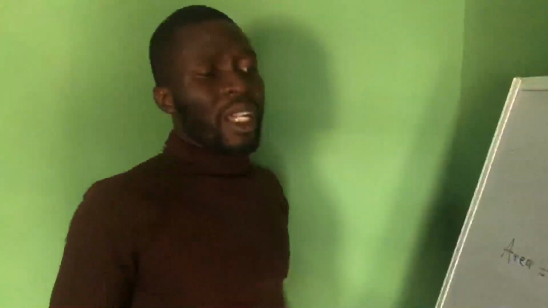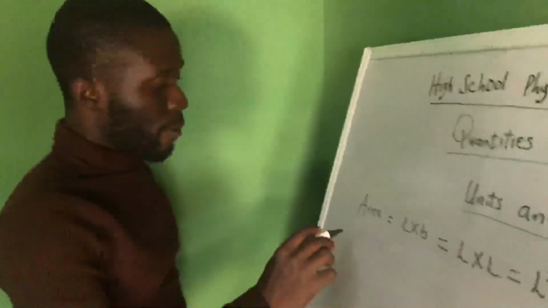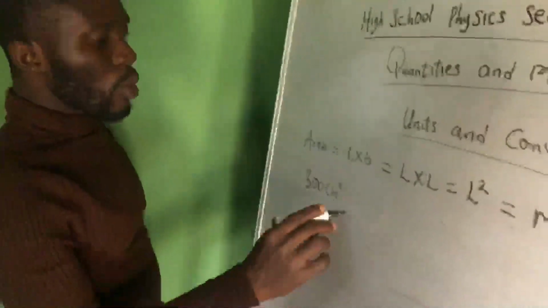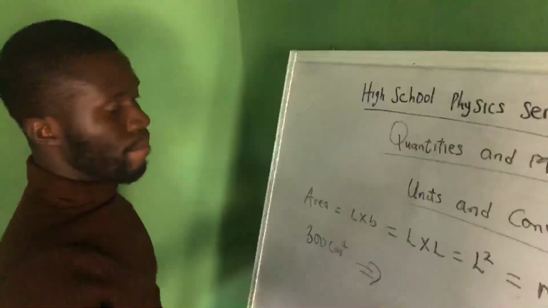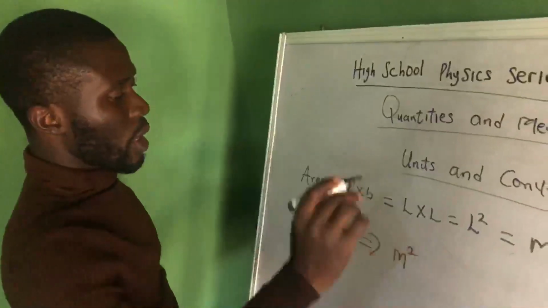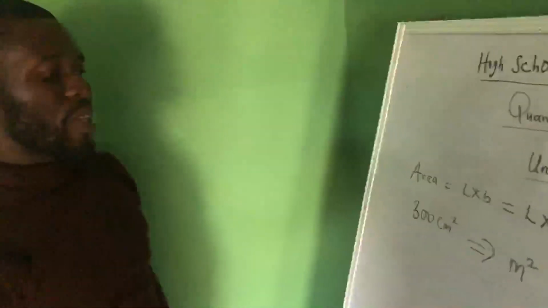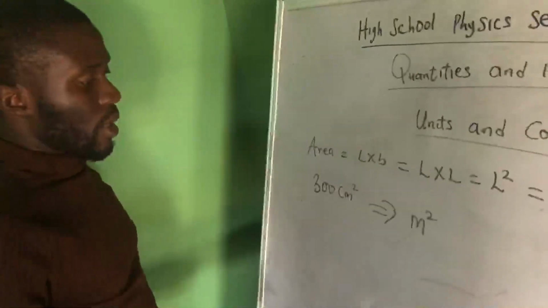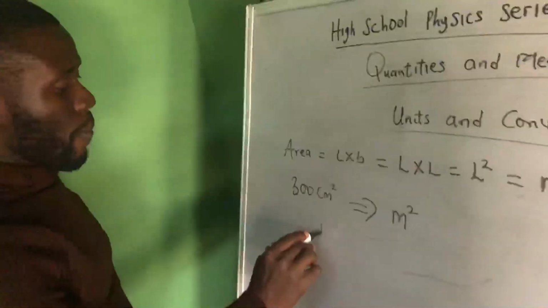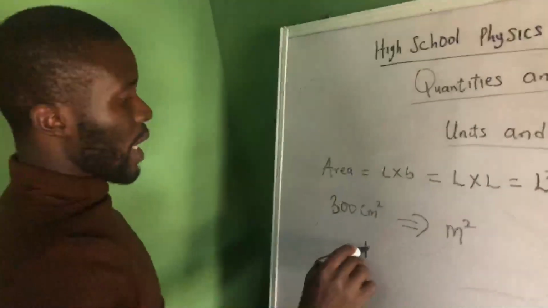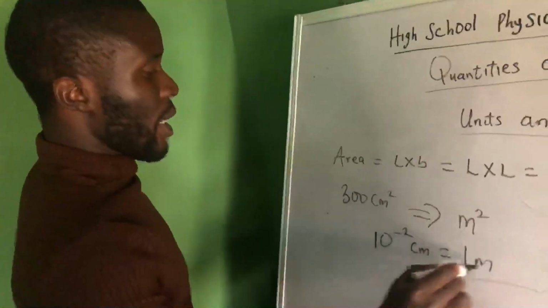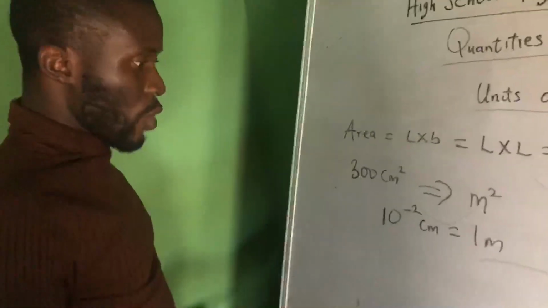Now, very good. Let's say, for example, you have 300 centimeters square and we want to convert it to meter square. How do we convert 300 centimeters square to meter square? The first thing we need to do is this. How many centimeters make 1 meter? We know that 10 raised to the power minus 2 centimeters is 1 meter.